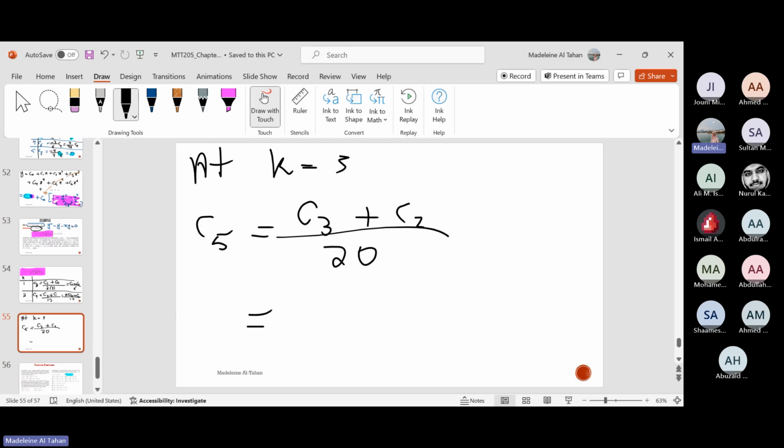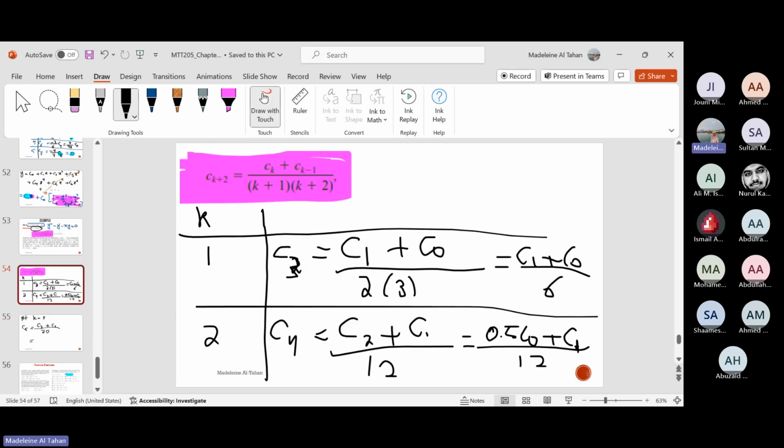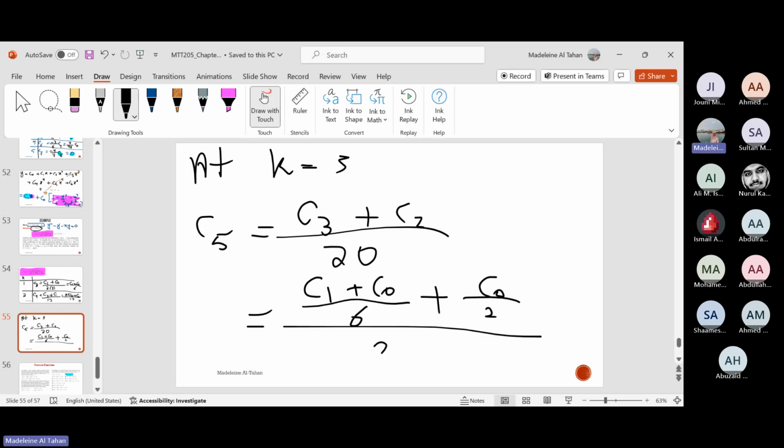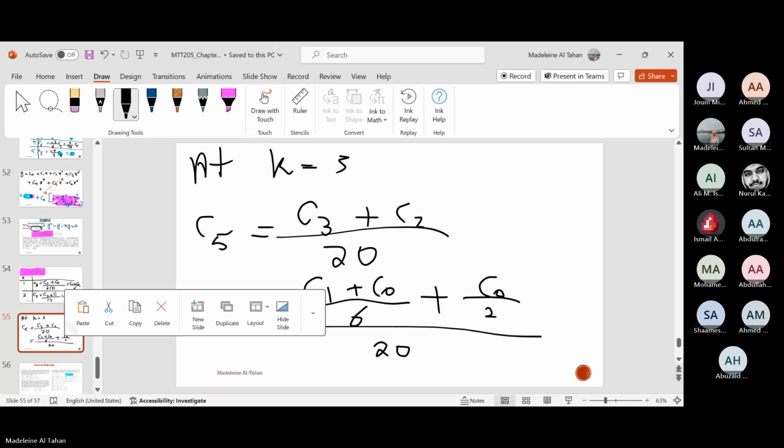And C3 is equal to what? C1 plus C0 over 6, and C2 is C0 over 2, and we have over 20. Is it clear? Yes. Okay, continue. What will we get?